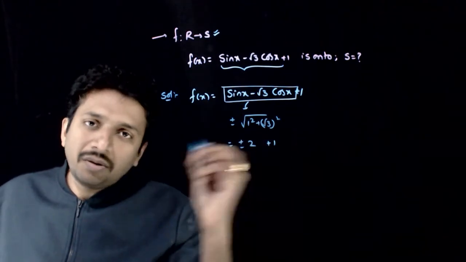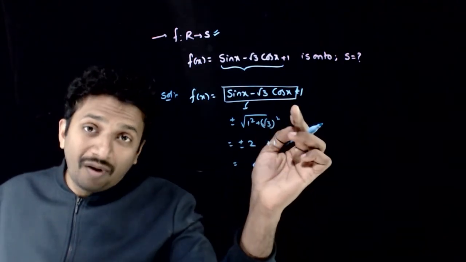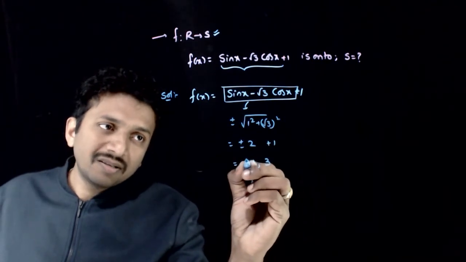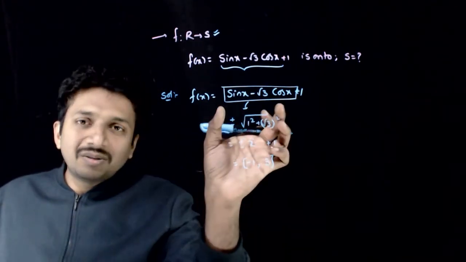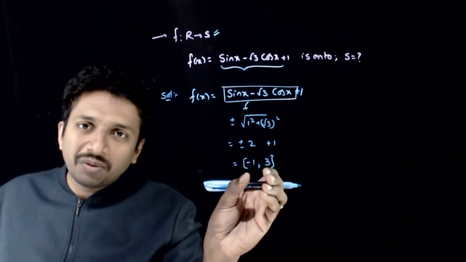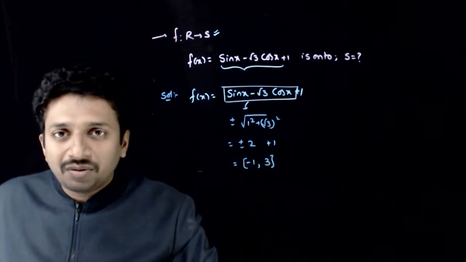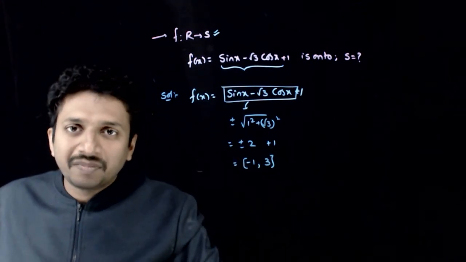So this part lies between minus 2 and plus 2. So if you add 1 to this, the interval becomes minus 1 comma 3. So the range of this function is minus 1 to 3. Hence, S has to be equal to minus 1 to 3 for this function to be onto. Thank you.